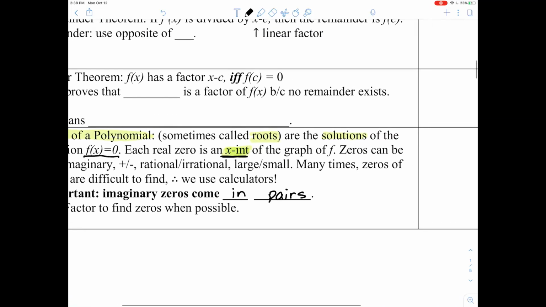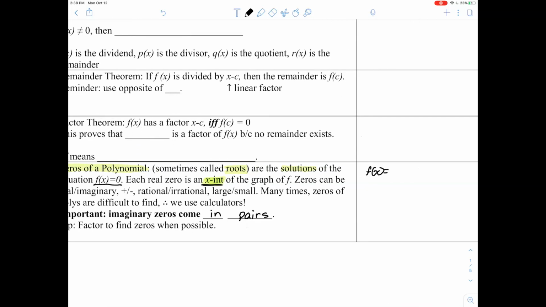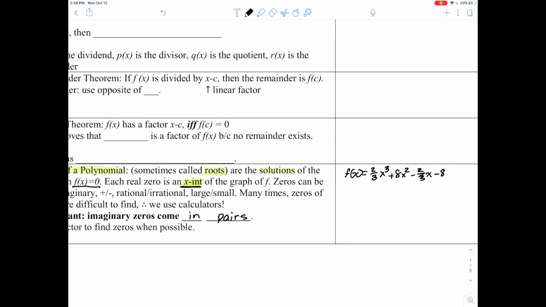All right, so let's say that I have this function here. f of x is equal to 2/3 x cubed plus 8x squared minus 2/3 x minus 8. All right? So I don't have that factored out, and that would be really difficult for you to factor out. Actually, I do have it factored out. It would be really difficult for you to factor out, so I'm going to put it in its factored form.